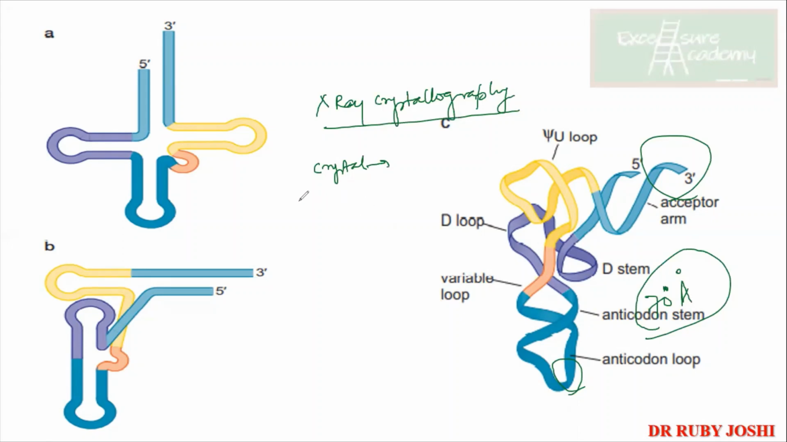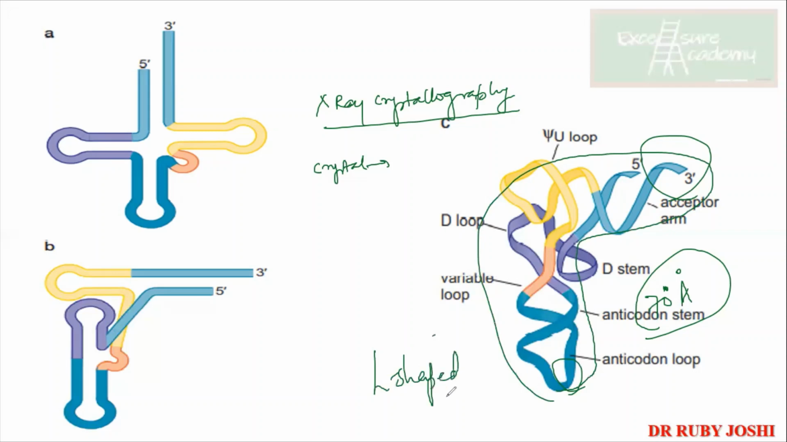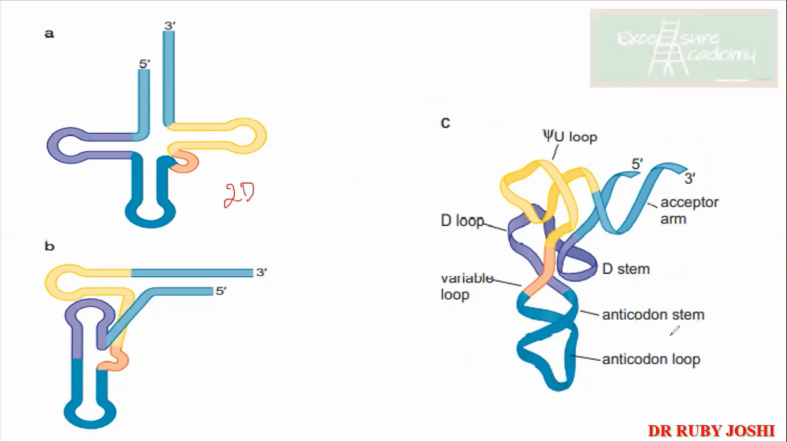So what they have seen is that after solving the crystal structure, they found that the molecule is in this shape. Okay, and that's why they have said that it is an L-shaped molecule. So the tRNA molecule exists in L shape. Now this transformation, this is 2-dimensional, this is 3-dimensional. So this transition from 2D to 3D is happening in the cytoplasm.